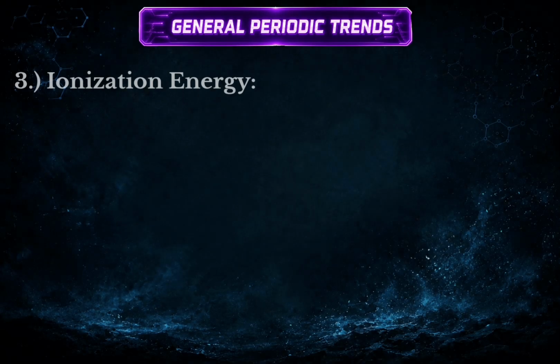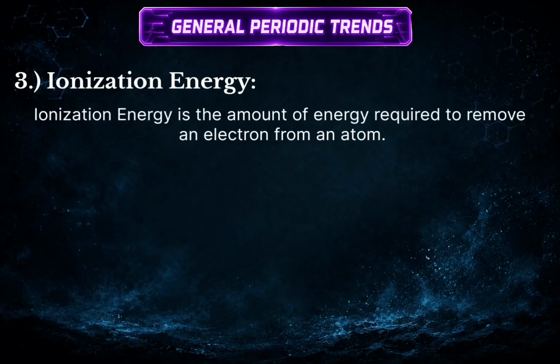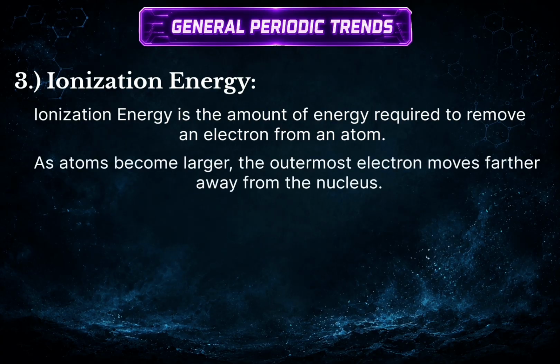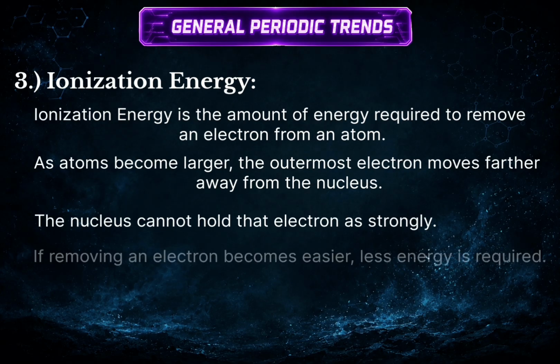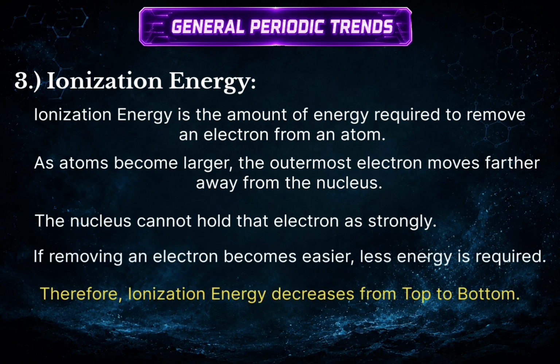Now let's move to ionization energy. Ionization energy is the amount of energy required to remove an electron from an atom. As atoms become larger, the outermost electron moves farther away from the nucleus. The nucleus cannot hold that electron as strongly, so removing the electron becomes easier. If removing an electron becomes easier, less energy is required. Therefore, ionization energy decreases from top to bottom.